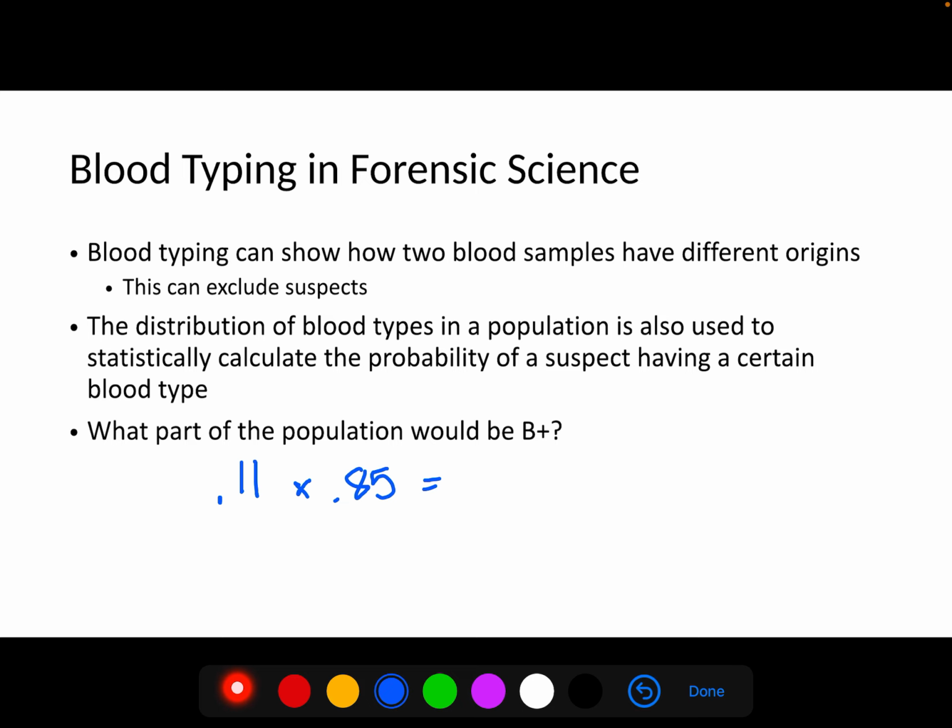that is 0.09. So if I make that a percentage, that would end up being 9.35% of people that would be B positive whenever I'm looking at that together.